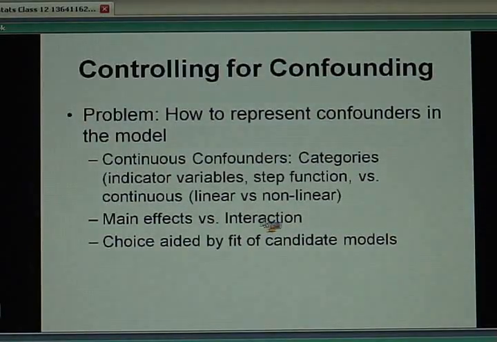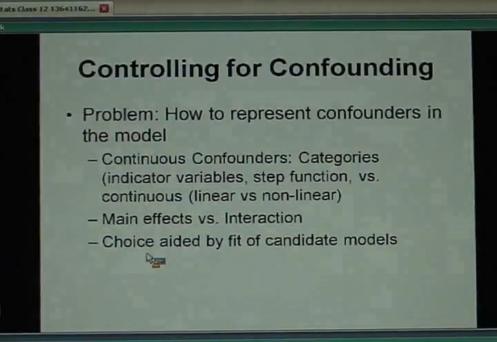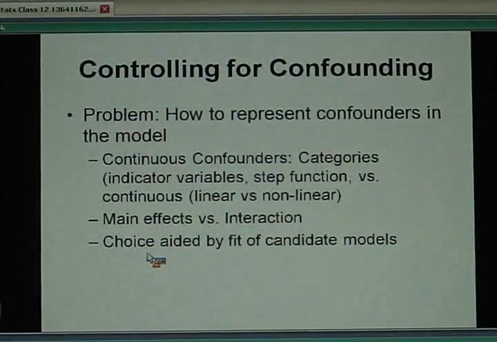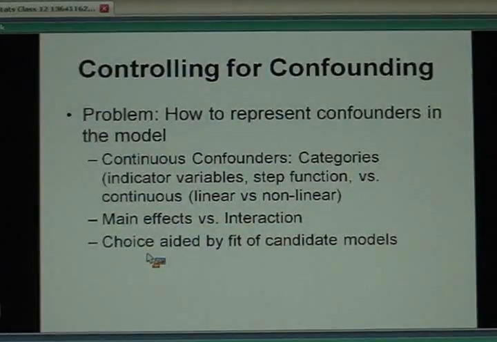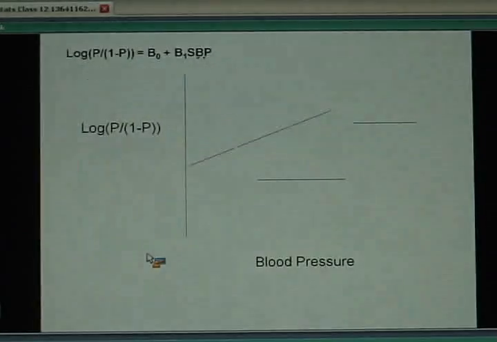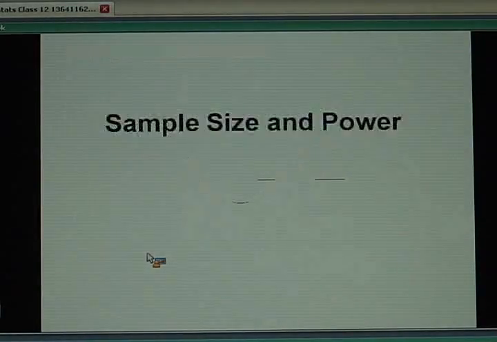And that's something we probably won't get into today, but that's another question to consider. So basically what I want to talk about is trying to decide which of these various ways to represent a confounder in a model can be aided by the fit of a model to a data set. Essentially, we might fit a series of different potential final models to our data set, and then we have to have a way to decide which of these is the best model to go with.